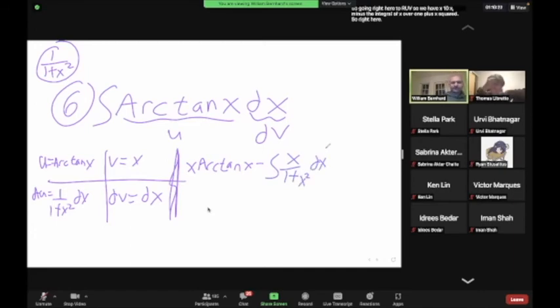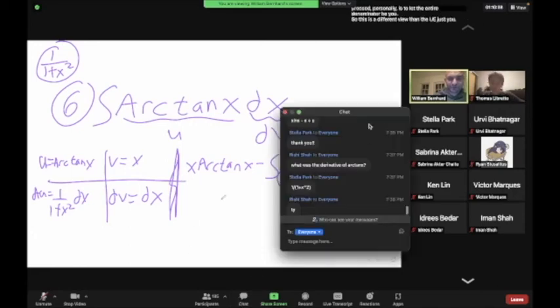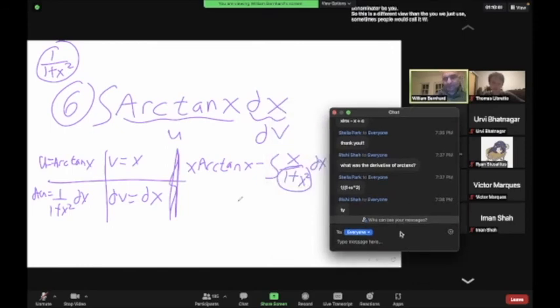So right here is a good time to use u substitution. I know somebody in the class was thinking of making the x squared the u, but the way I would proceed personally is to let the entire denominator be u. This is a different u than the u we just used. Sometimes people would call it w, but I'll allow you to use u because I know what you mean.